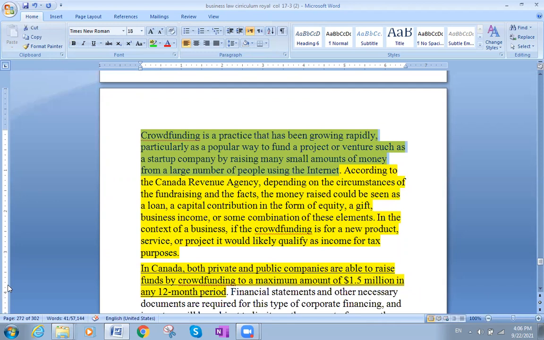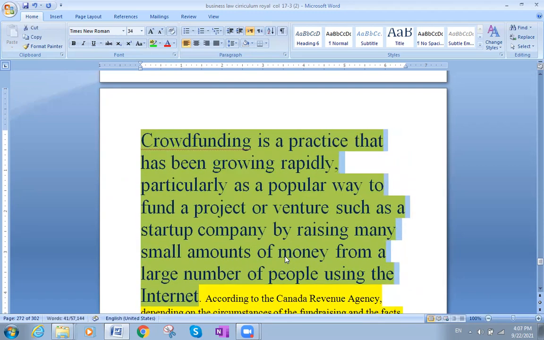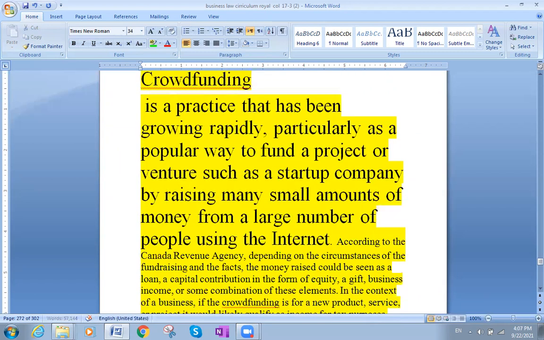The practice that has been growing rapidly nowadays, particularly as a popular way to fund a project or venture such as a startup company, works by raising many small amounts of money from a large number of people using the internet. So the people on the internet are the ones who do it. They raise the amount of money for a company or a startup, and that we call crowdfunding.